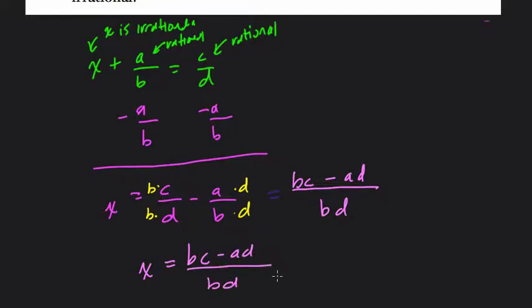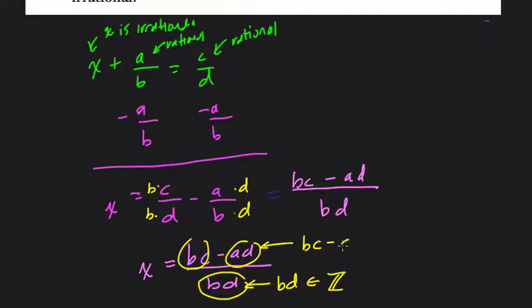Now, why is this a contradiction? Well, this tells us, if we think about what we just said before, BD is an integer because the product of integers is also an integer. And so is BC and AD. And subtraction really is the same thing as addition of negatives. So that means that because integers are closed under addition and subtraction, this is also an integer, which means that x has to equal the ratio of two integers.